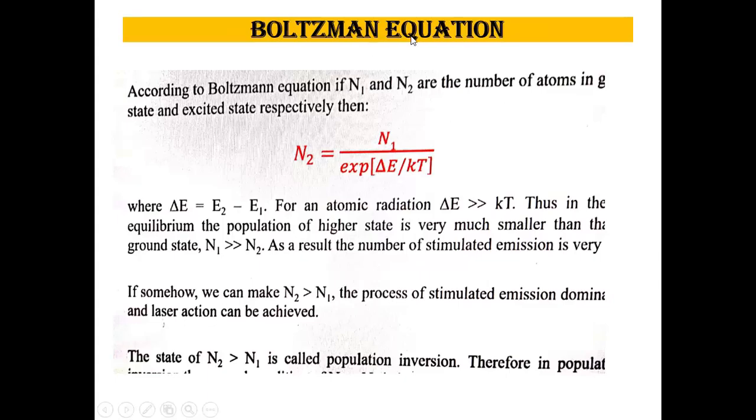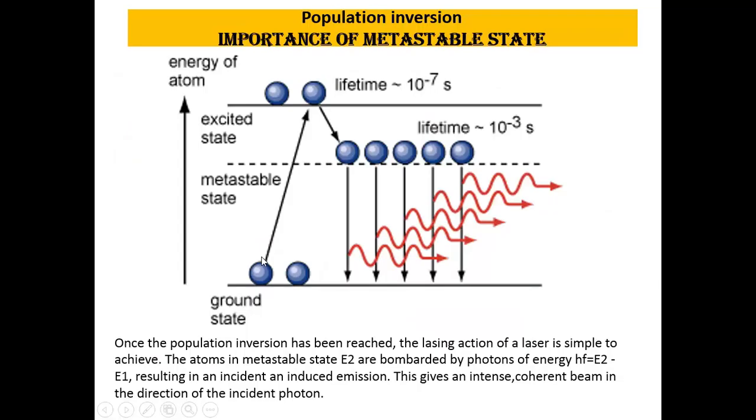Here is one of the equations, called the Boltzmann equation, and according to this equation, if we assume that there are n1 electrons in the ground state E1 and n2 electrons in the upper excited state E2, then there is a tendency that E1 will always be populated more as compared to E2. That means N1 will always be much larger as compared to N2. That means under normal thermal equilibrium, the ground state will always be much more populated as compared to the excited state. That means in normal circumstances, you can never achieve lasing action.